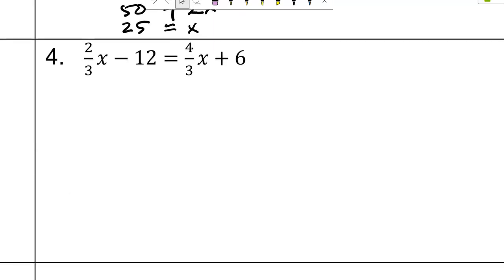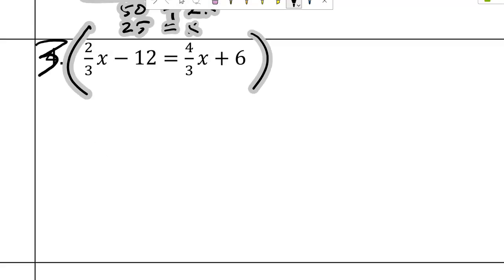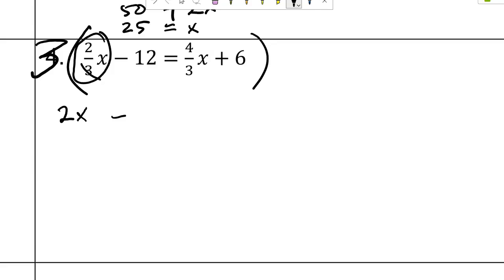Okay, number 4. Let's see, where's it gone? There it is. Same thing. We have a 3 in the denominator here and here. So let's just take every single term and multiply by 3. Now, when we multiply this by 3, look at how they cancel, leaving us with 2x minus.